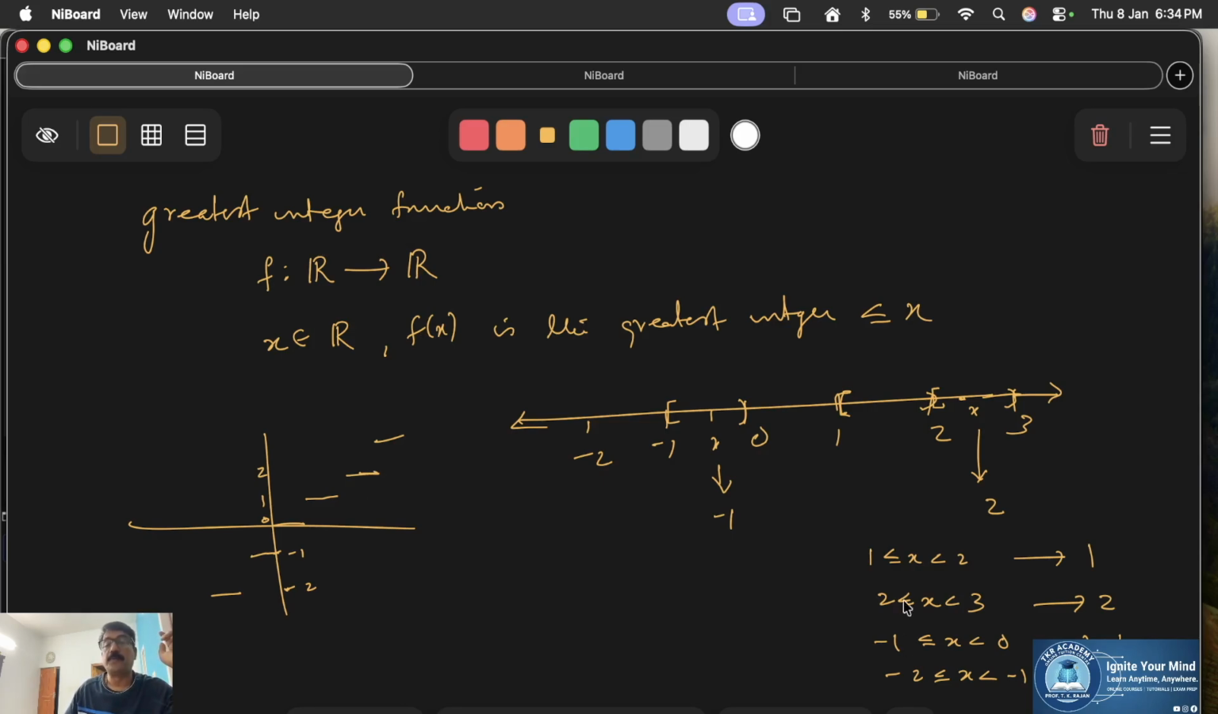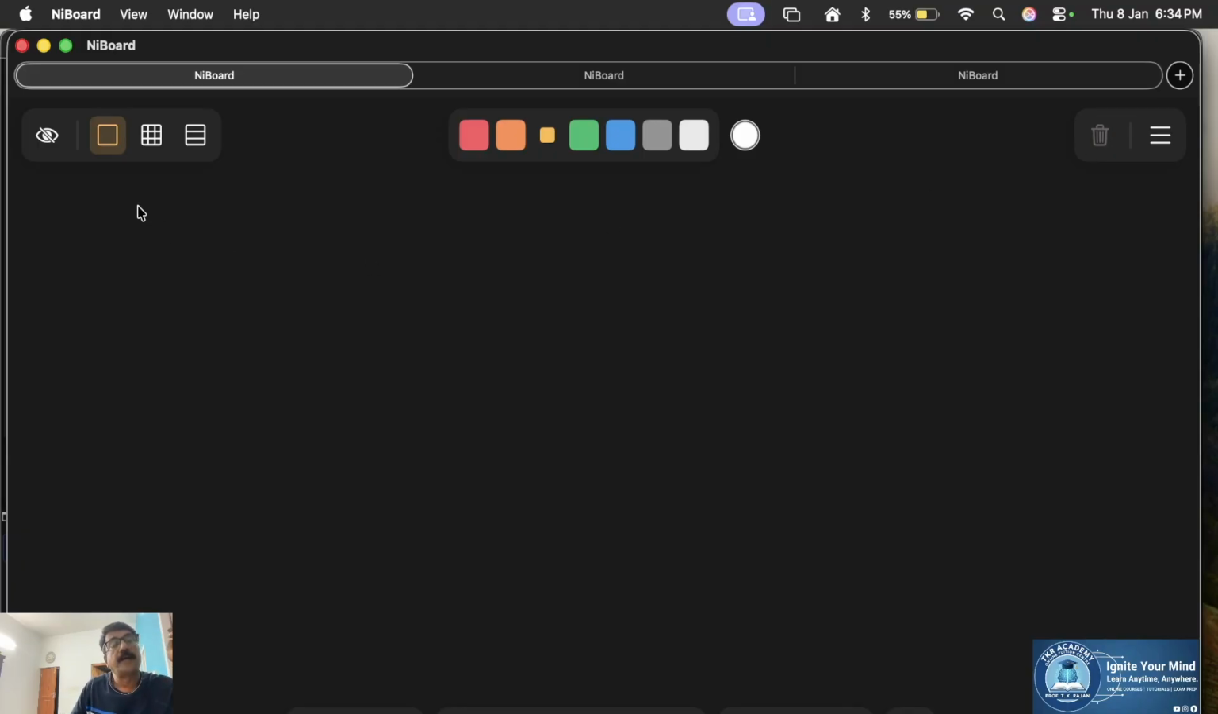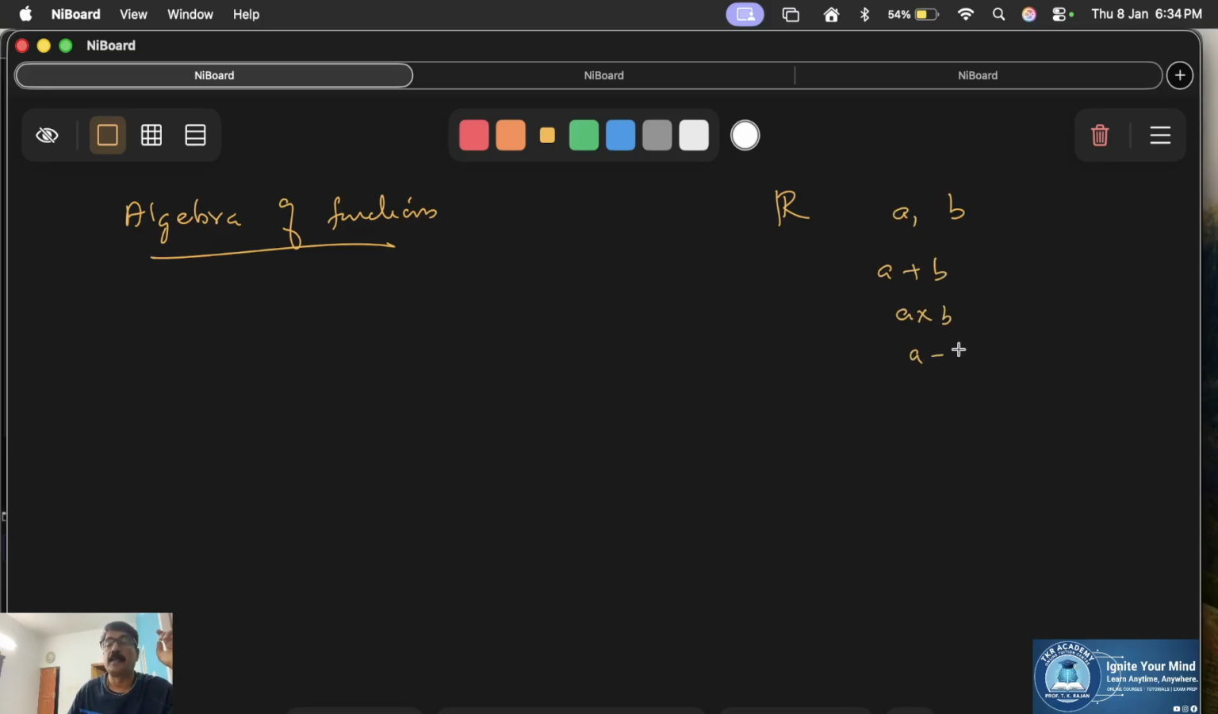Now let us move on to algebra of functions. In the case of real numbers, for any a and b, we can add the real numbers, we can multiply, we can subtract a number from another number, we can divide a number by another number, unless b is equal to 0, of course. All these kinds of operations you can do on the set of real numbers.